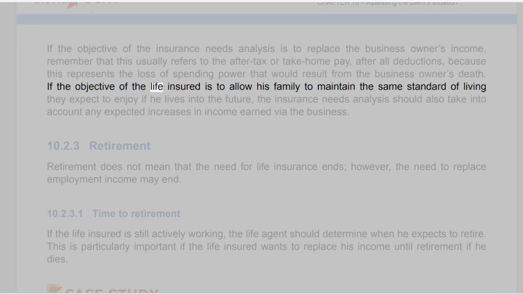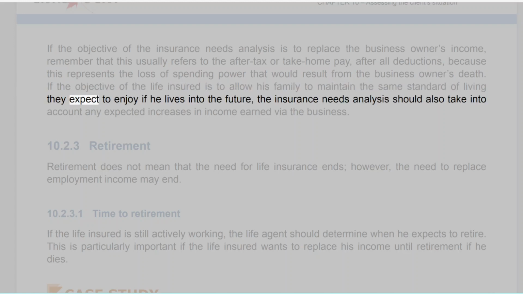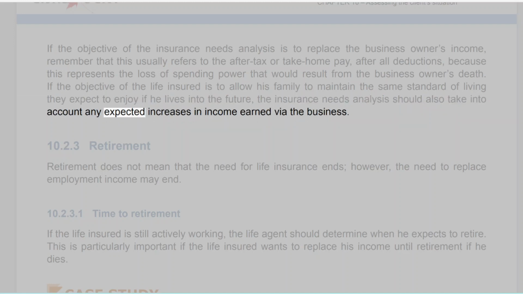If the objective of the life insured is to allow his family to maintain the same standard of living they expect to enjoy if he lives into the future, the insurance needs analysis should also take into account any expected increases in income earned via the business. 10.2.3 Retirement.